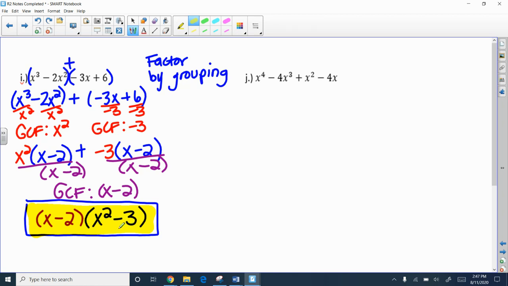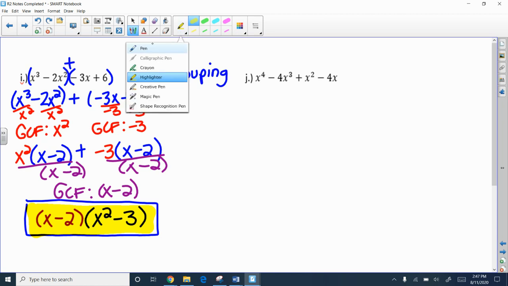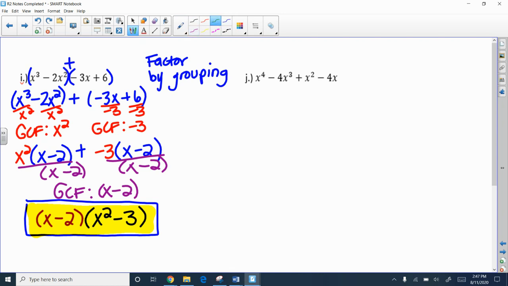And then sometimes, occasionally, the terms we found could factor more. Like in this case, if we have x squared, but x squared minus 3 does not factor anymore. All right, so those are my factors, x minus 2 and x squared minus 3. All right, let's do another example.